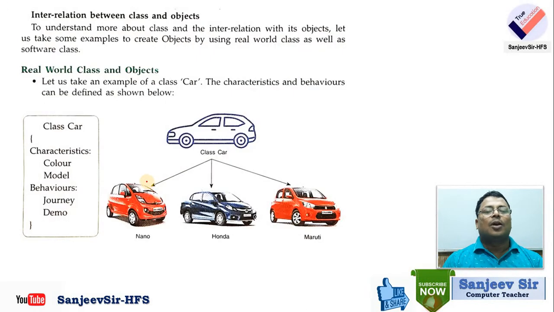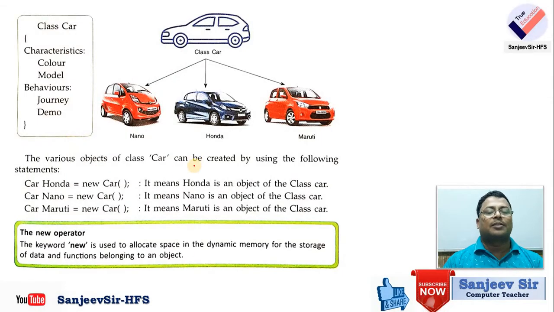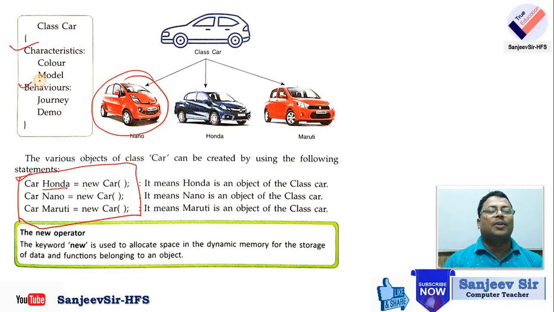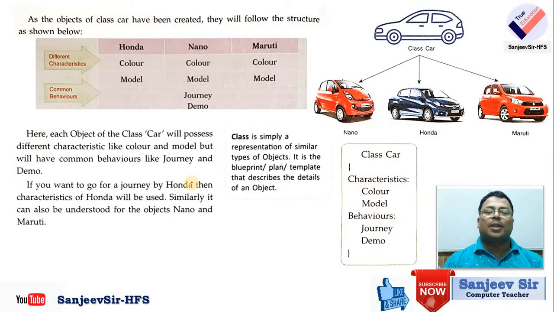That means we can create a class with the characteristics and behavior of the real world object, and that will convert into the object. So in a program we will write like this: car Honda is the object, and new car is used to create the object. Nano is another object, but in programming we will write like this and create the object like that.